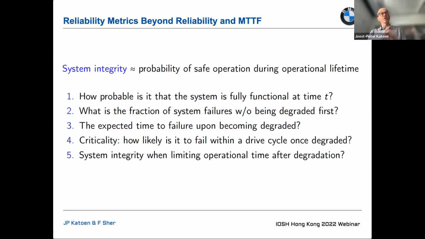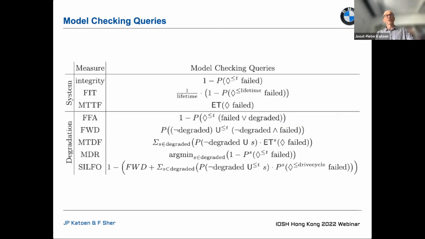But for instance, question 2 already, what is the fraction of failures without being degraded first, is already another fraction. Or what is, let's say, criticality, number 4. How likely is it to fail within a drive cycle after some of the components already are in degraded mode? So these are going beyond the standard reliability metrics, and these were the questions they were interested in. We modeled them in temporal logic. I will only include the slide for completion, but I'm not going to explain the details here.